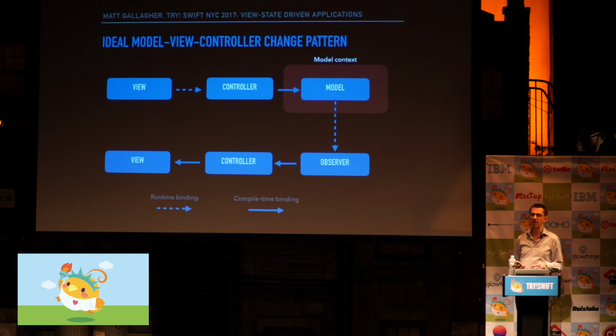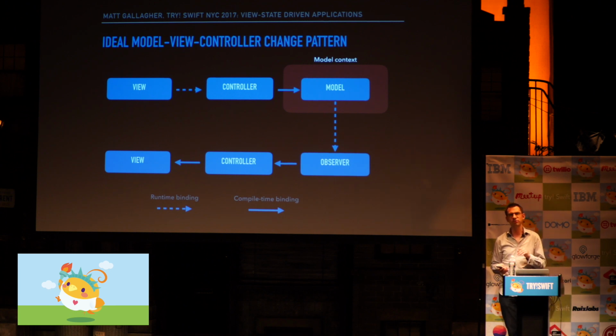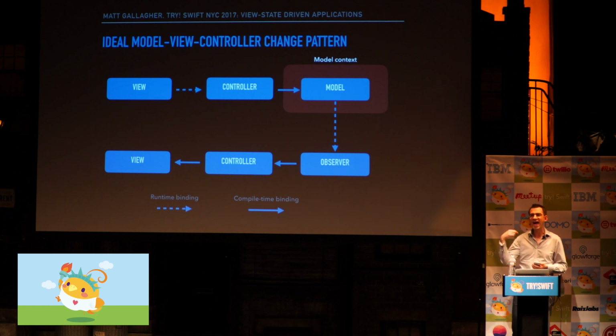Now, the important thing to note about this pattern are the two dashed lines that I've drawn there. These are runtime bindings, situations where you haven't necessarily written in code how these things are connected. Certainly, there isn't code at both ends of the connection. And you can add additional observations of what's going on at runtime.